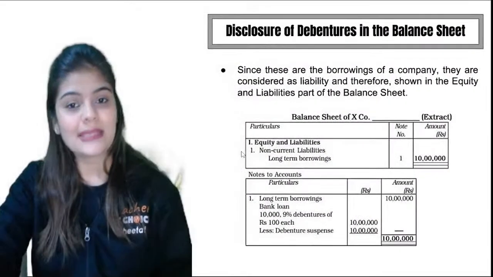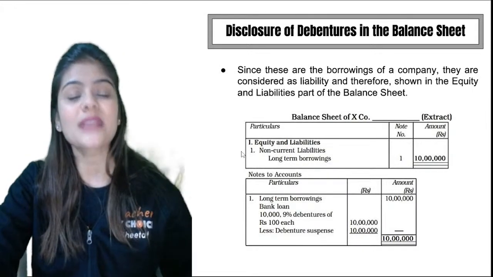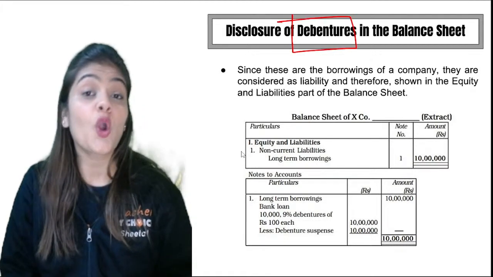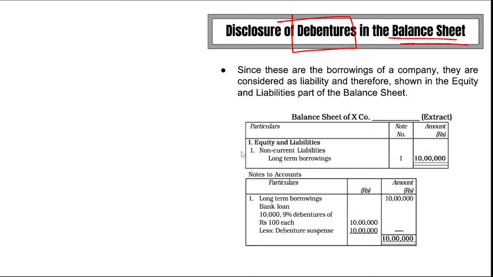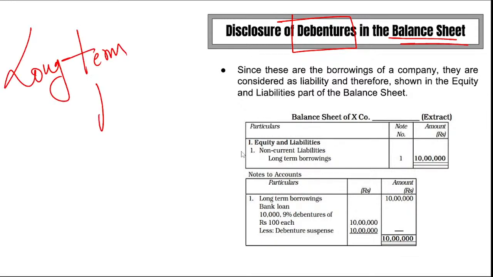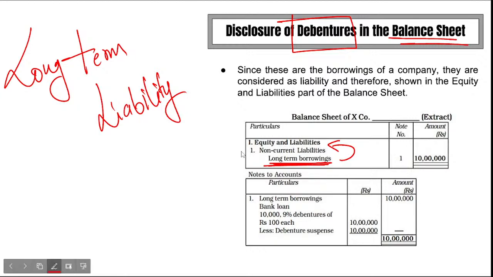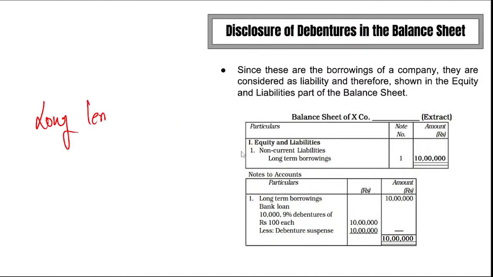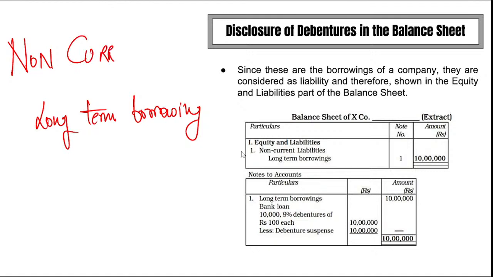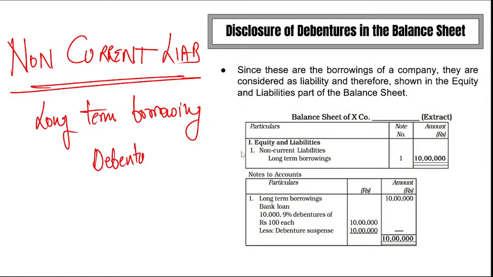Now coming on to our next topic, how the debentures will be disclosed in the balance sheet. How the debentures will be recorded in the balance sheet. So as I told you, debenture is a long-term liability. Debenture is a source of long-term finance. So they will be recorded as long-term borrowing under non-current liability. So ये कहाँ record होगा? It will be recorded as long-term borrowing under the head non-current liability. So this is how the debentures are recorded.